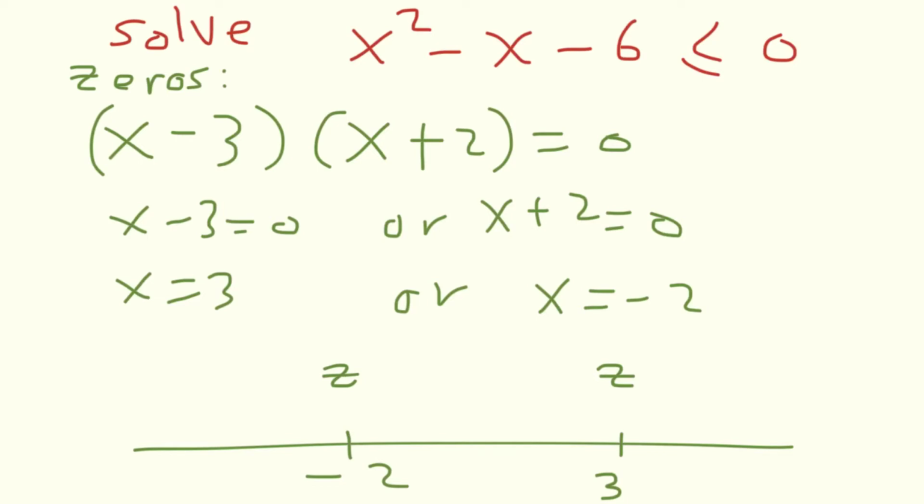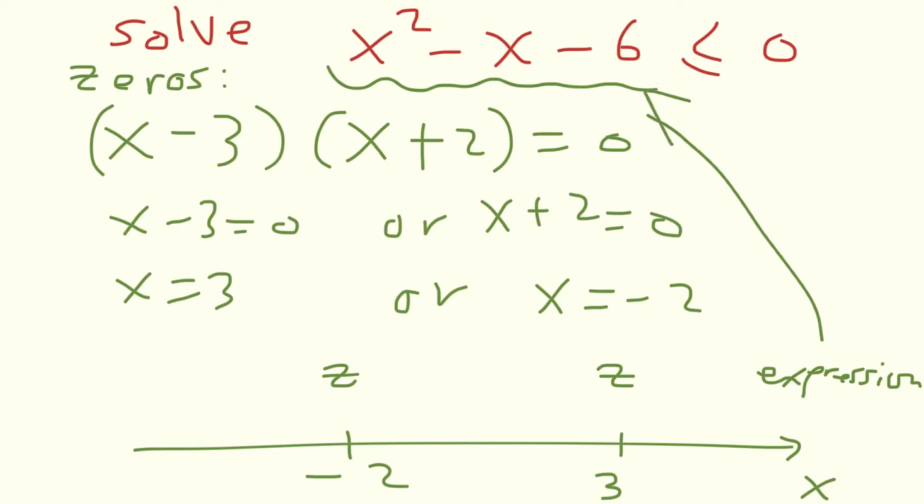The second part here is, now when x is 3, the expression that I have, what expression? This one. I'm talking about this expression here. When x is 3, this expression is 0. When x is minus 2, this expression is also 0. But between minus 2 and 3, will this expression be positive or negative? So far I don't know. I need to test.